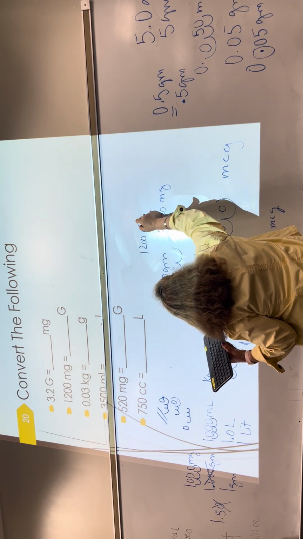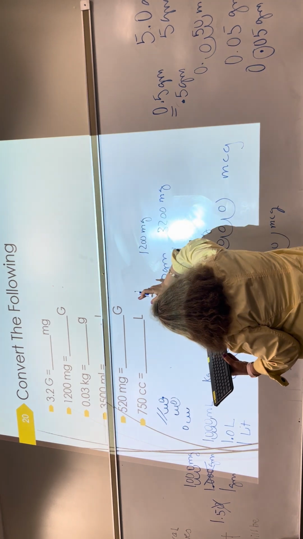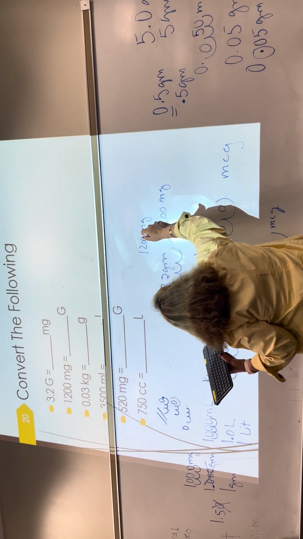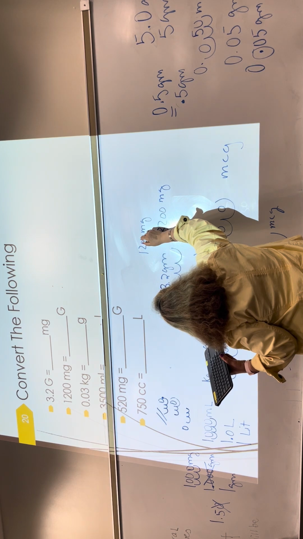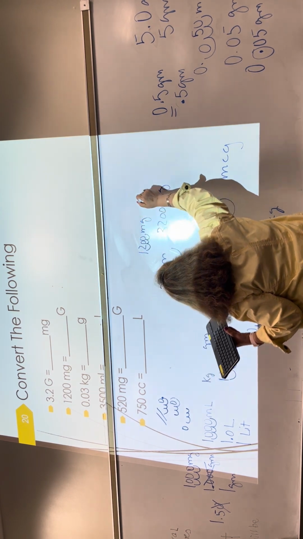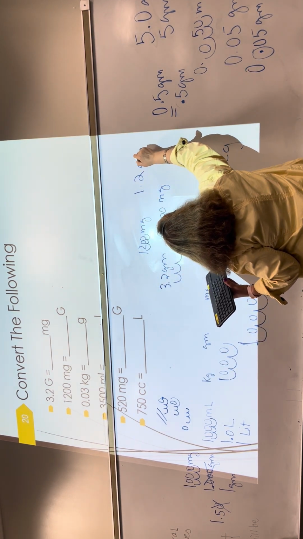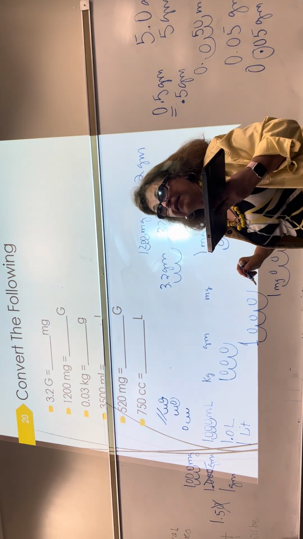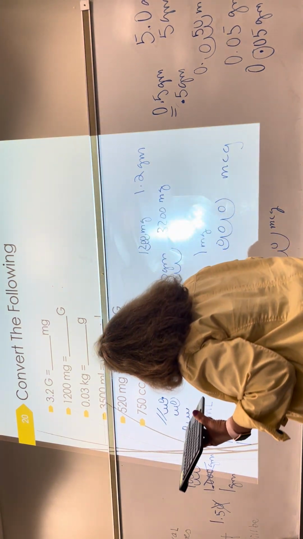So then we have 1,200 milligram. We're going into grams. So we're going to go into a bigger unit. 1, 2, 3. So what is this? 1.2 gram. Right? Did you get that? All right. Okay.